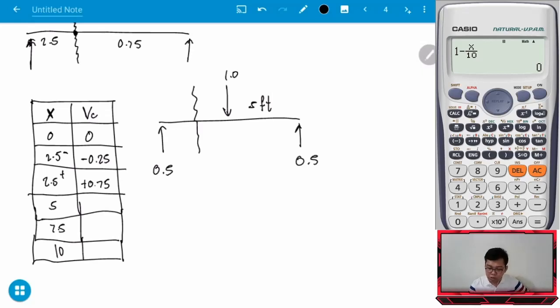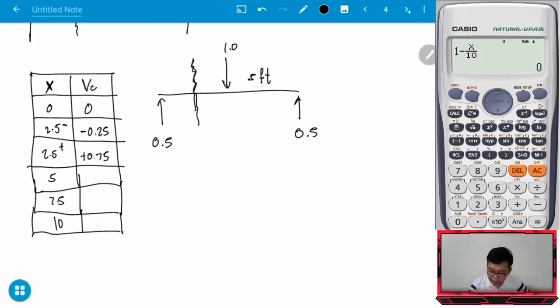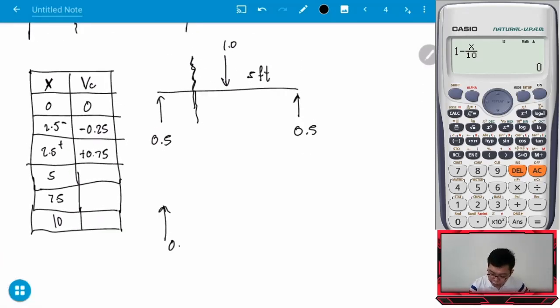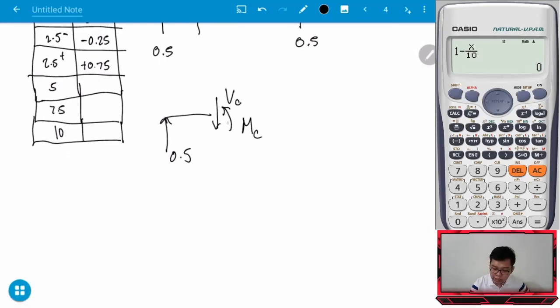0.5, 0.5. So, ang gagawin ko, guys, I will cut here. Yan, kakat ko. So, I think mas madali consider yung left pa din. So, yan, 0.5, and then we have VC and MC. Okay? So, same pa din, guys. I'll just sum up forces, vertical is equal to 0. Upward is equals downward. So, ang upward force natin, ano ba? VC, no? So, 0.5.